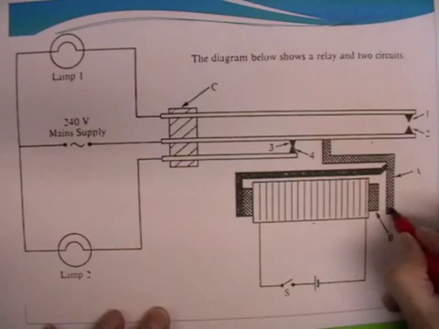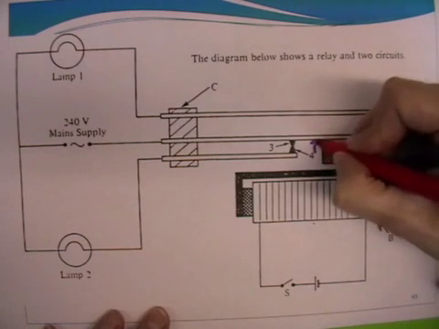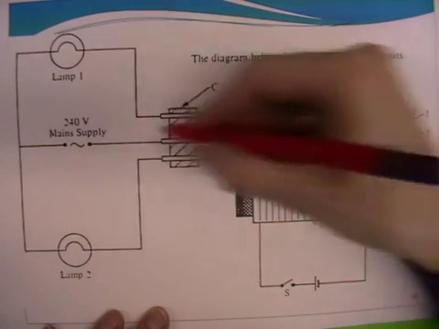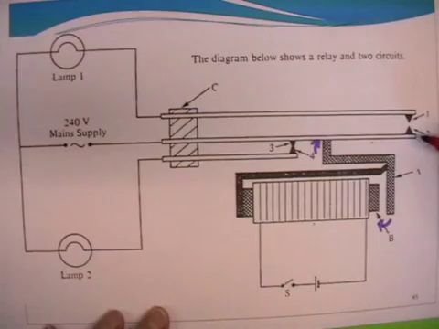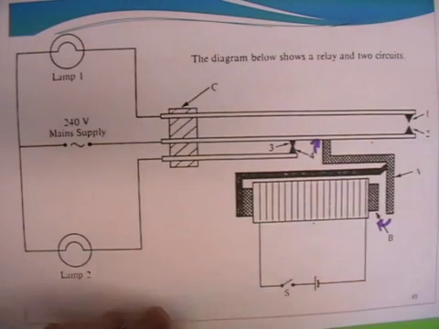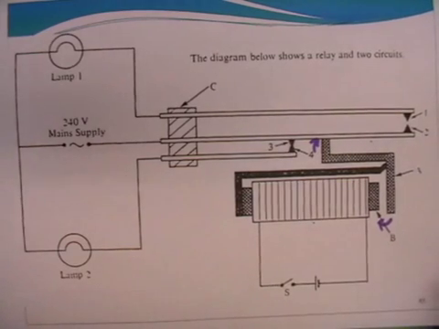But whenever this is attracted and pulls down in this direction here, I'll just put a wee arrow down, that moves up. These then are in contact. The top circuit then is closed and lamp 1 is switched on, but this contact here is broken and lamp 2 is switched off. So you might be asked to explain how something like that works.